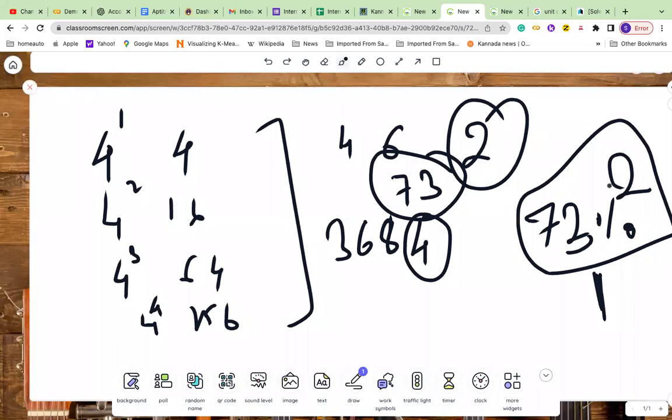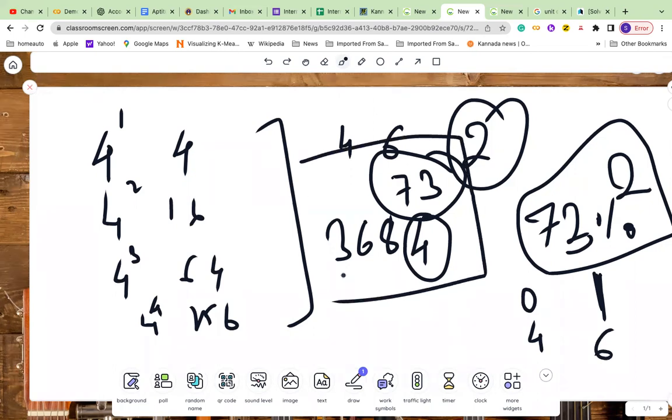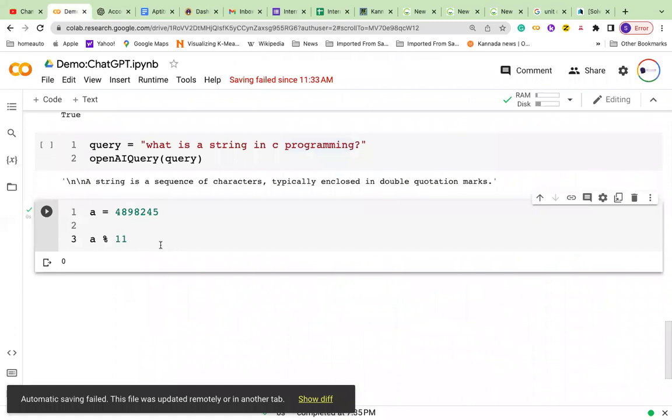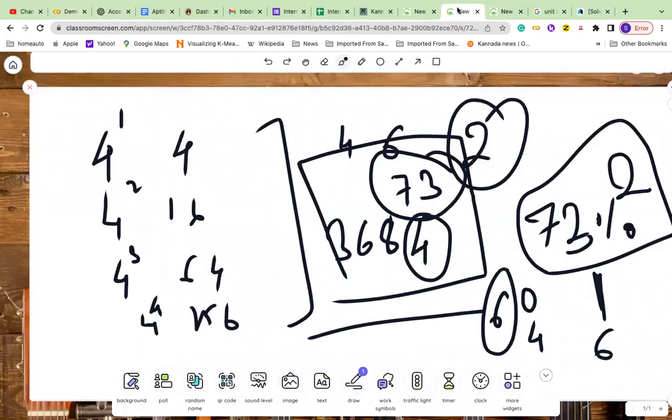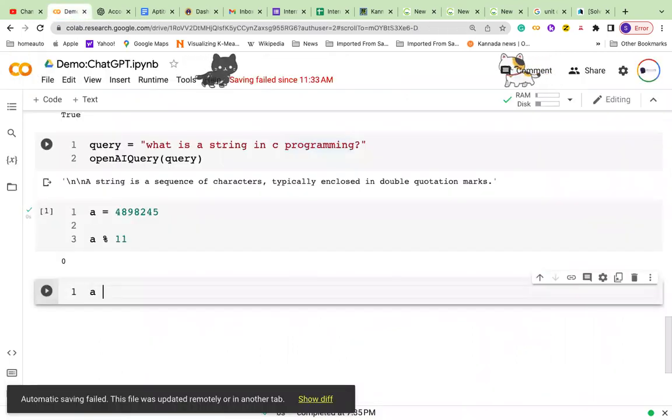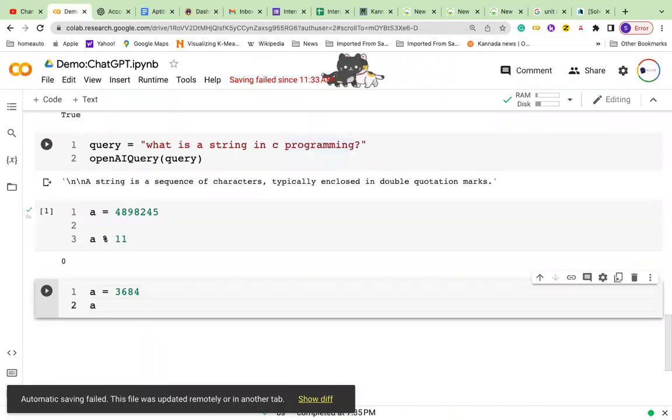So then the cyclicity is 0 and 1, correct? 0 is 4 and 1 is 6. So if I multiply this, the unit digit, I'm not saying what the front digit is, but the unit digit will be 6. Is that clear? If you want to check whether it is correct or not, what number do we use? 3684, to the power of 73.